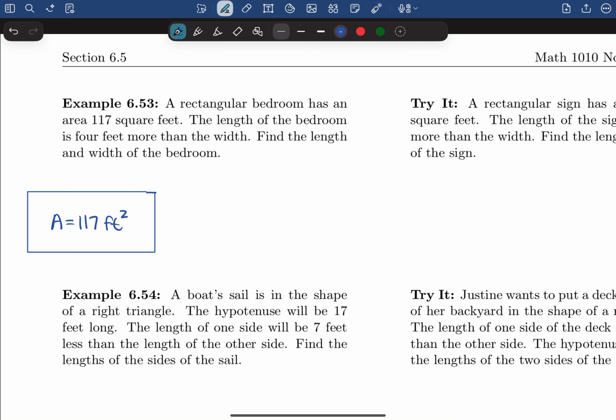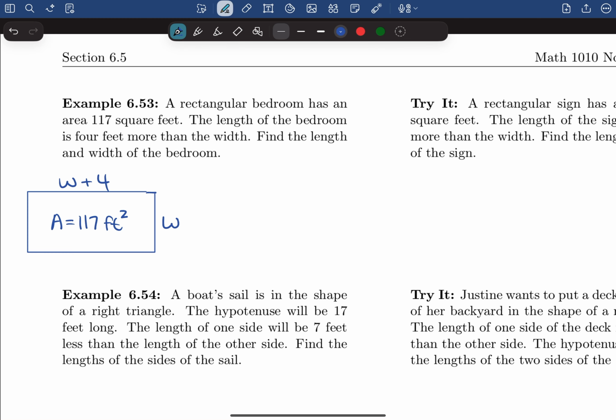Now the length of the bedroom is 4 more than the width. So if I took the length and the width like this, I could rewrite the length in comparison with the width. It's 4 feet more than the width. So it's W plus 4. Okay, so we can just write the length in terms of the width, and then it becomes nice and simple.